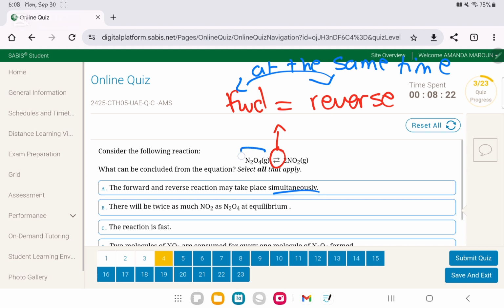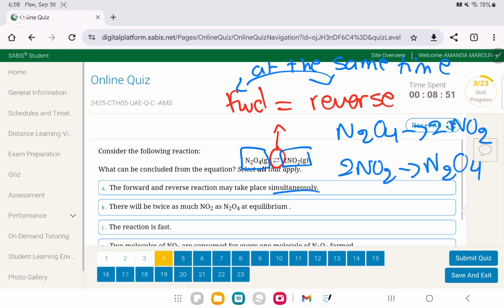Another thing about equilibrium is that the reactants and the products are always present, meaning that if you have N2O4 or 2NO2, no matter what you do, you're always going to have N2O4 and 2NO2. It goes either N2O4 gives us 2NO2, or 2NO2 gives us N2O4. For every one molecule of N2O4 consumed, 2 molecules of NO2 are produced, or for every 2 molecules of NO2 consumed, 1 molecule of N2O4 is produced.